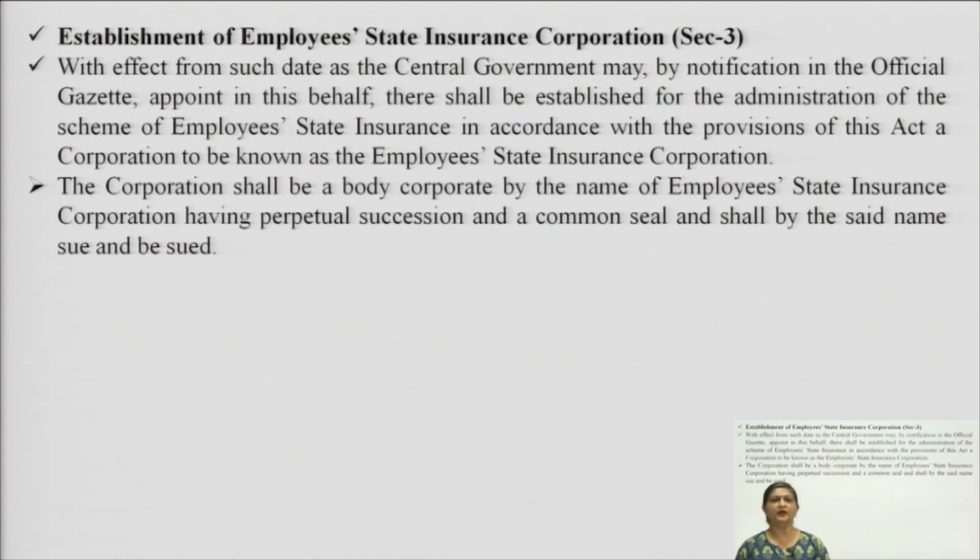Now, establishment of the Employees State Insurance Corporation. This Act provides basically that with effect from such date as the central government may by notification in the official gazette appoint in this behalf, there shall be established for the administration of the scheme of employee state insurance in accordance with the provisions of the Act, a corporation to be known as the Employees State Insurance Corporation. The corporation shall be a body corporate by the name of Employees State Insurance Corporation, having perpetual succession and a common seal, and shall by the said name sue and be sued.